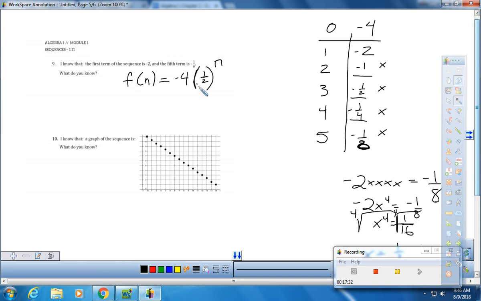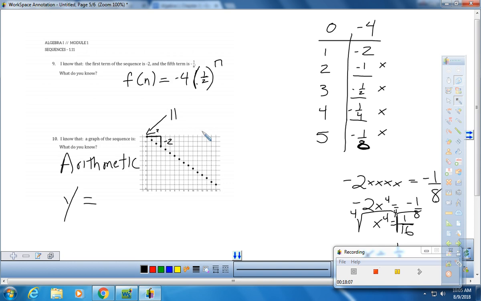Okay. How about this? Arithmetic. Y equals, I can't read this. Let me pause this real quick. Okay, it looks like it starts at 11 there. And it looks like the rise over run is over 3 down 2.